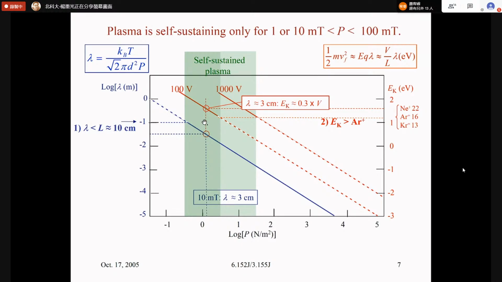And we also know that the mean free path of the gas molecule at 10 millitorr is 3 centimeter, right? This is what we have talked about. At this pressure, the mean free path is 3. So this is 3. This is also 3.